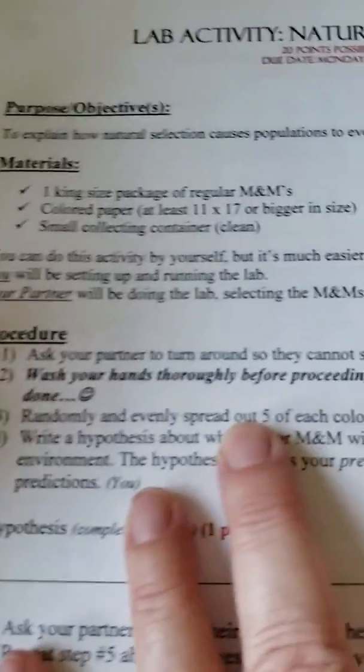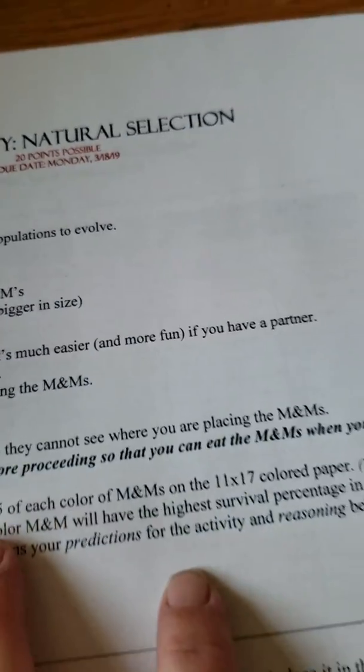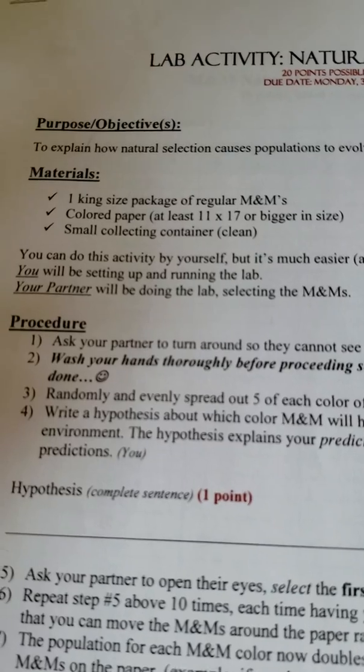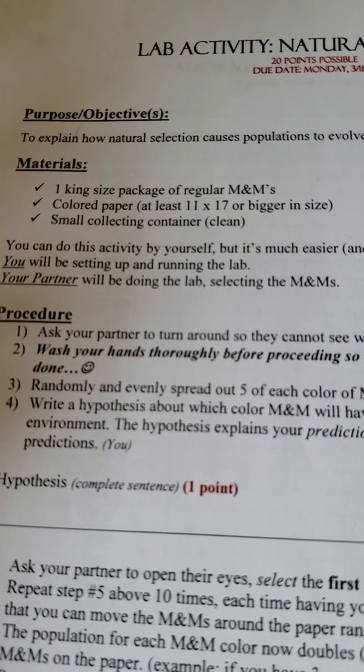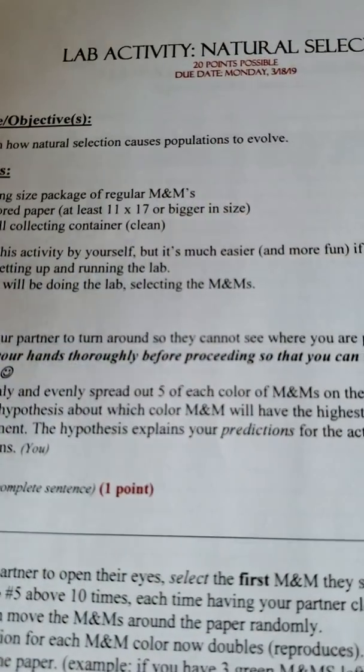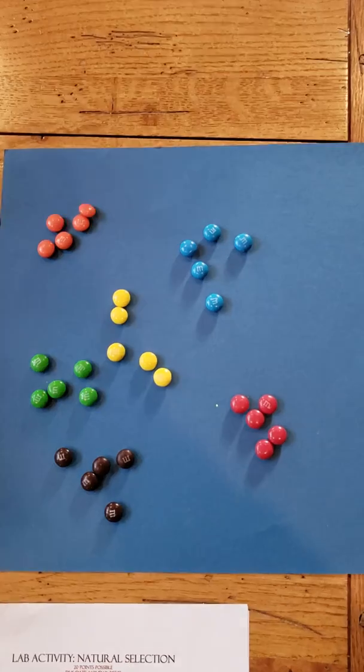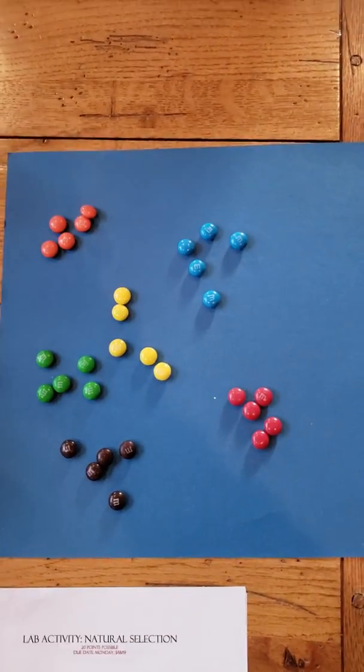Okay, it says wash your hands thoroughly before proceeding so that you can eat the M&Ms when you're done. We already did that. Okay, so Bailey, step 3: randomly and evenly spread out 5 of each color of M&Ms on the paper. So I'm going to pause while she does that. Okay, so we have 5 of each color.